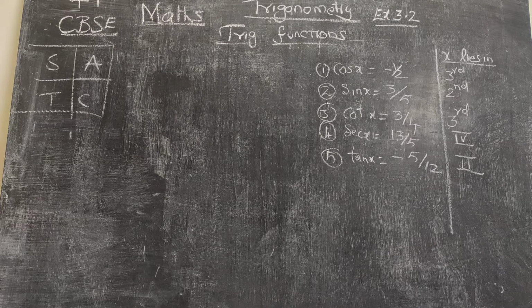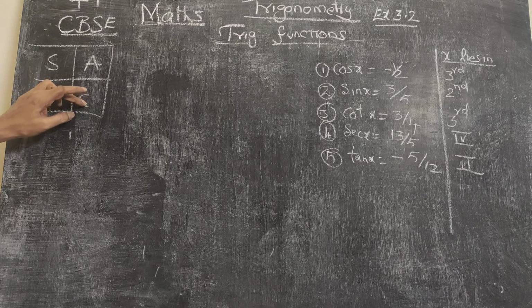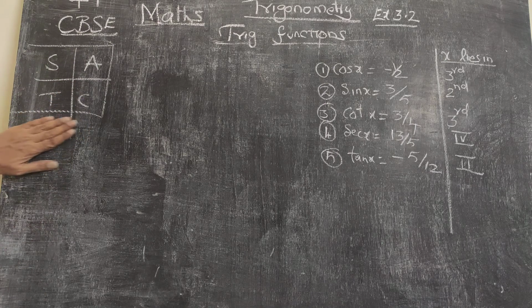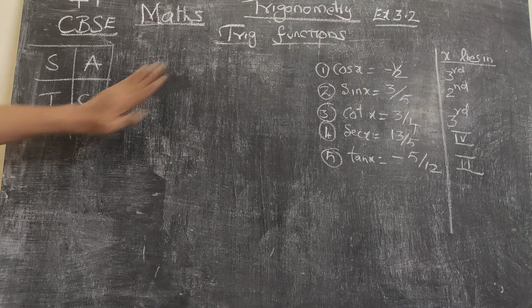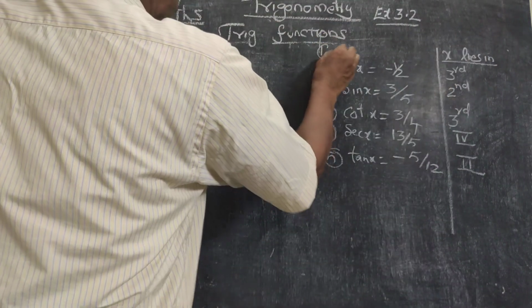Here we are going to find in which quadrant it lies. If it is in the first quadrant, everything is positive. All trigonometric functions are positive. If it lies in the second quadrant, sine and its reciprocal cosecant are positive. In the third quadrant, tangent and cotangent are positive, and in the fourth, cosine and secant are positive. You must remember this for doing these 5 sums under question number 1.